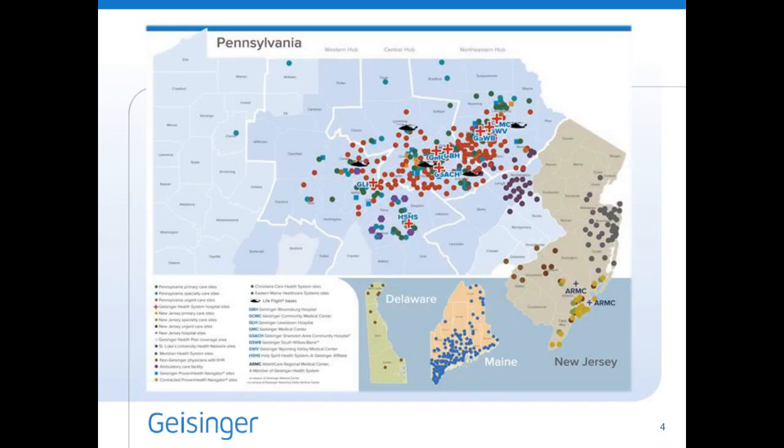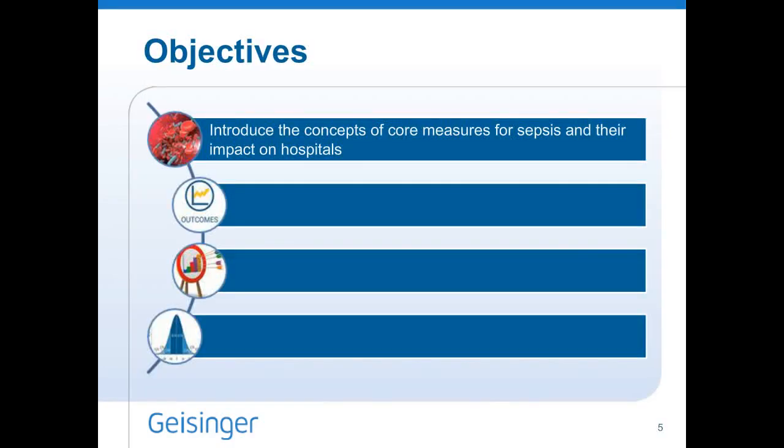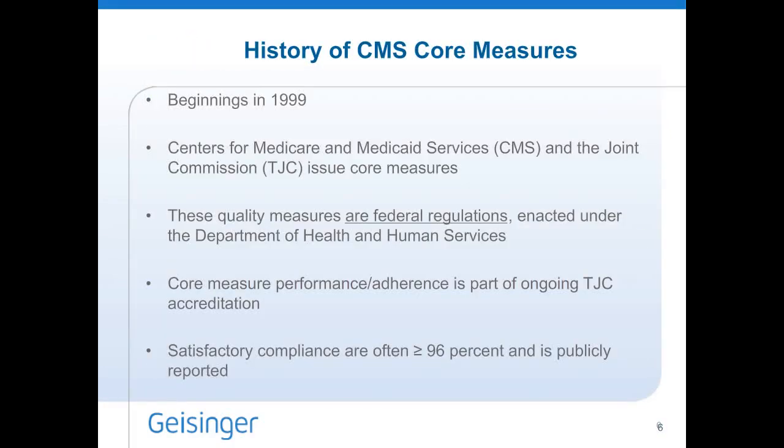Now we'll start out with introducing the concepts of core measures for sepsis and their impact on hospitals. The core measures began in 1999 when the Centers for Medicaid and Medicare Services and the Joint Commission began gathering information, which then led to the first issuance of core measures.